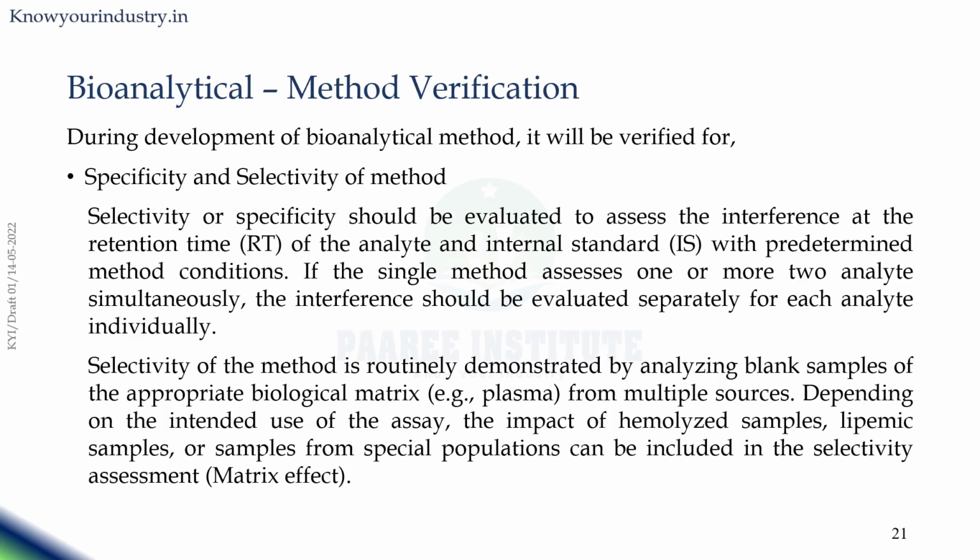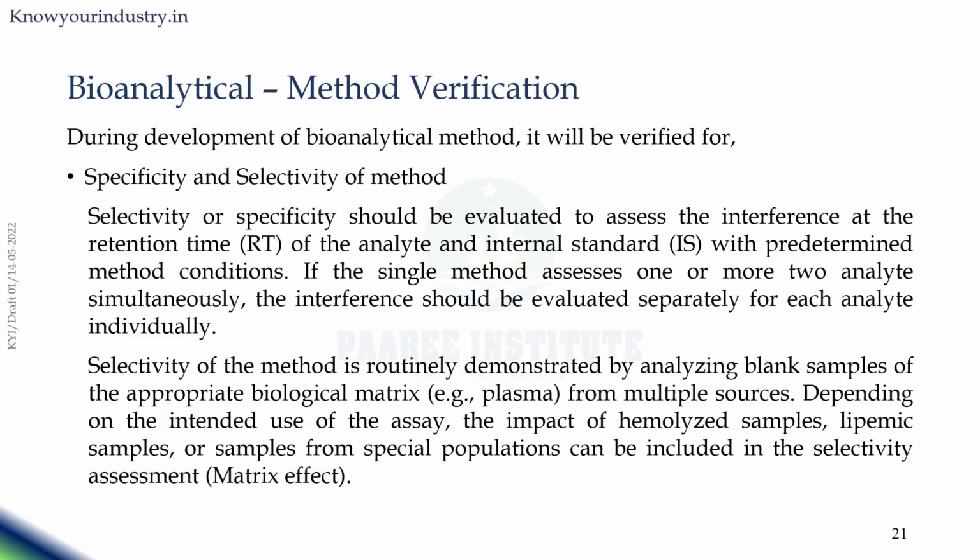So you have to collect blood samples without the particular drug or analyte, and then use them as a blank for the specificity as well as the selectivity experiments. The different sources of the blank samples will be injected, and the spiked samples are also injected, where you will get the peak only in the spiked samples, not in the blank samples. This is how the selectivity of the method will be established. Then, depending on the intended use of the assay, the impact of hemolyzed samples, lipemic samples, or samples from special populations can be included in the selectivity assessment.